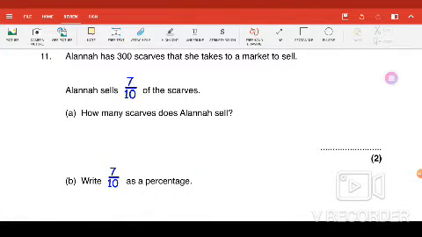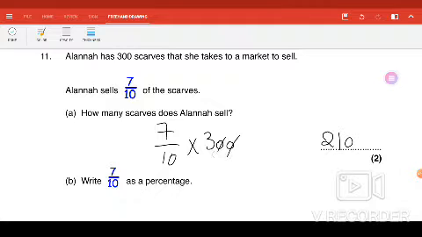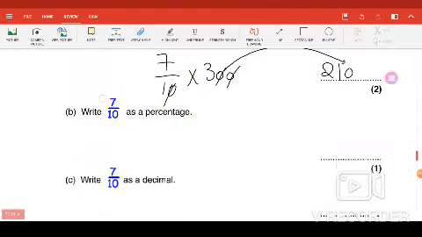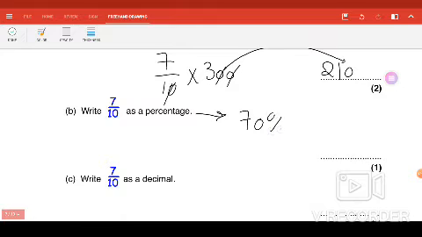Elena has 300 scarves that she takes to a market to sell. She sells 7 over 10. How many? Okay, this is a fraction of a total multiplied by 300. This will be 210. Sorry, I take this 0 here. 3 multiplied by 7 will be 21, with 0, 210. Now you know this is 70% and this is 0.7.